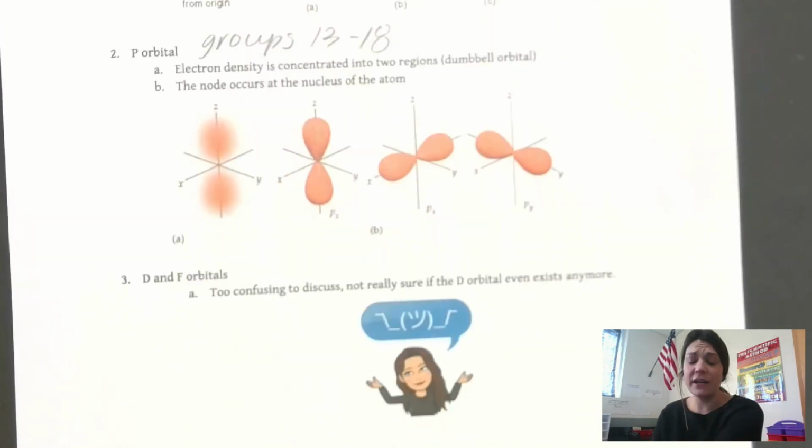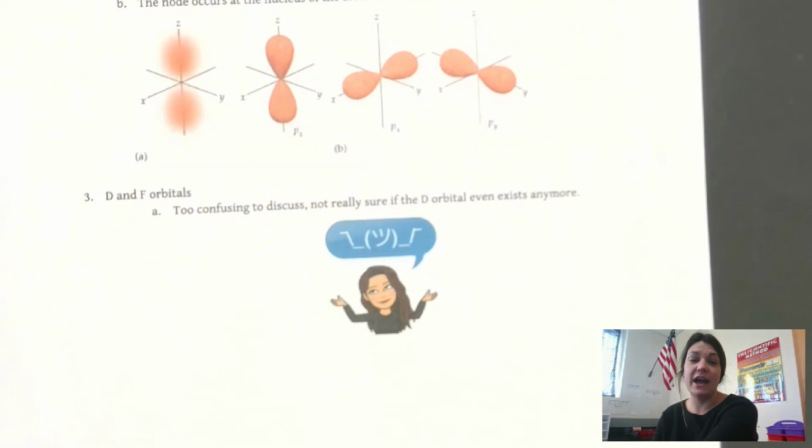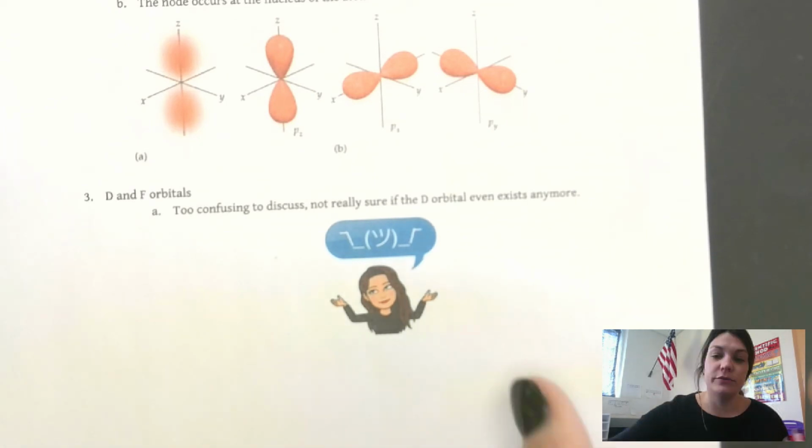And then the last two orbitals that we have are d and f. These are way too confusing to discuss. We used to have a shape for a d orbital, but we don't really know, and by we, I mean chemists don't really know if that's really the shape anymore. And the f orbitals, we're really not even sure what their shapes are. So you're not expected to know those two shapes, okay?